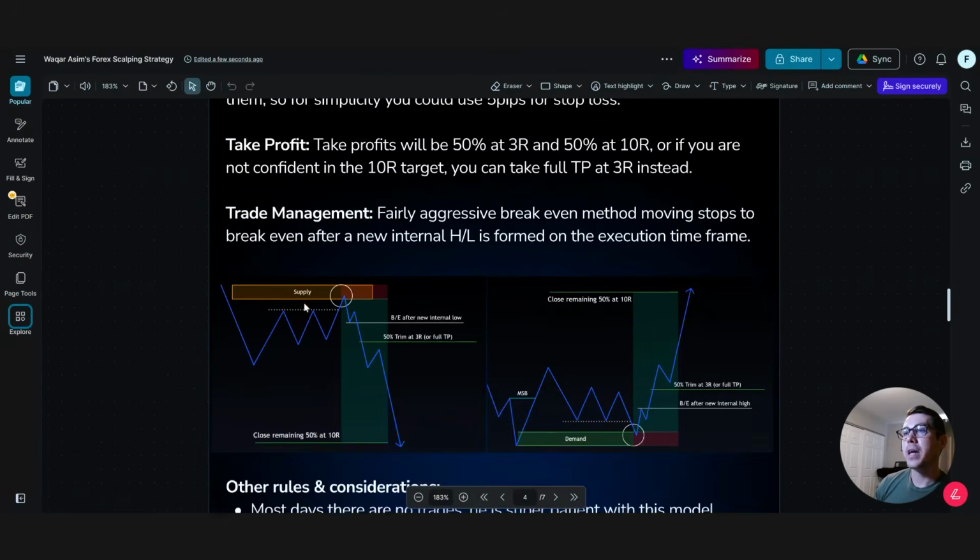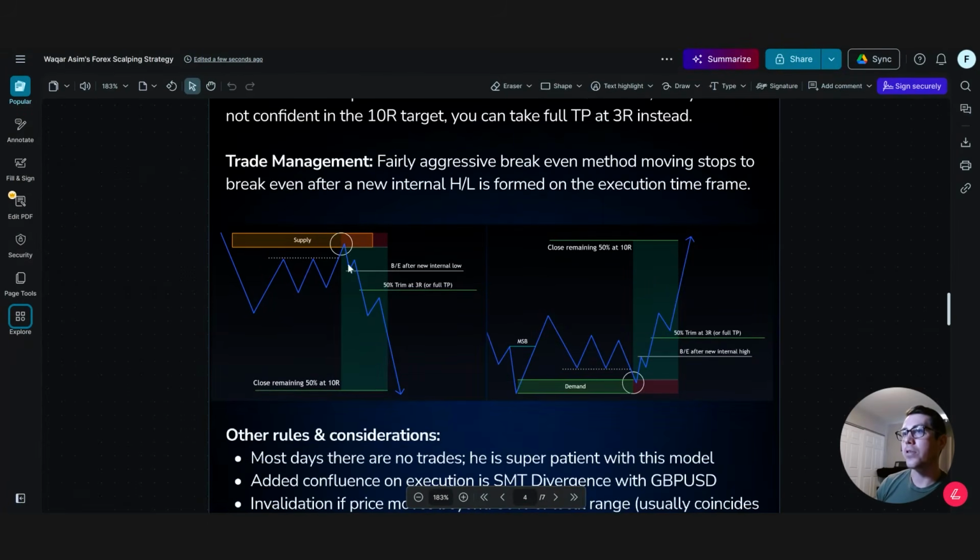And then he has some trade management where he will actually have a pretty aggressive break-even method, which saves him from a lot of losses. Basically after price creates a new internal higher low, he'll go break even, whether it's a long or a short. In this case, even if he has the wrong bias, sometimes he'll still be able to catch that 3R trim, or even if it comes back to break even on him, he's able to protect his win rate by going break even a little aggressively.